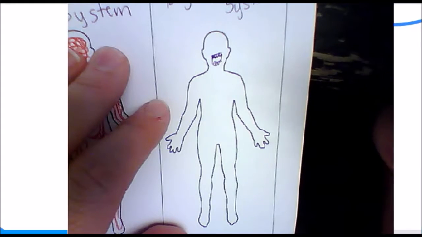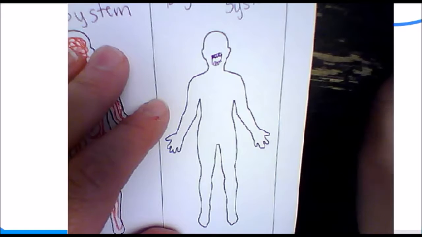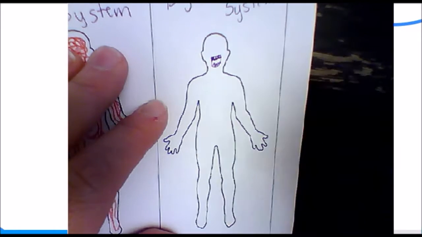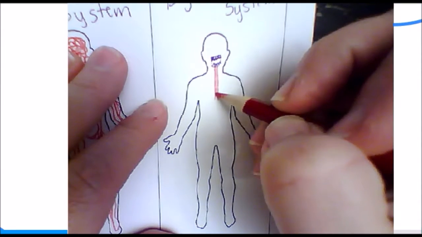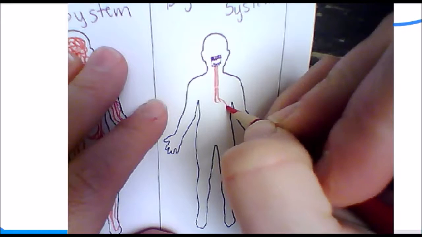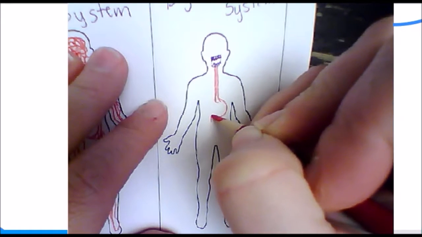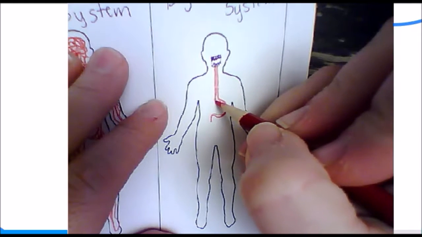And then grab whatever color you think the esophagus is. Of course, I'm going to go for my red again. And that esophagus is going to empty into your stomach. So make a kind of hooky thing. It almost looks like a question mark. And then we're going to make a little ball thing. Oh, I kind of screwed that up. It looks like my stomach has a tumor.